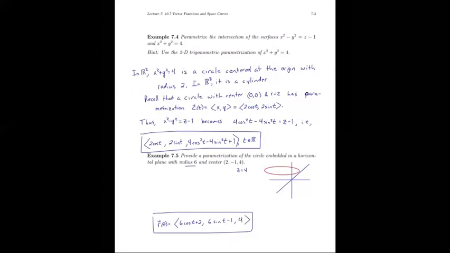Good. The next one, provide a parametrization of the circle embedded in a horizontal plane with radius 6 and center 2, -1, 4.